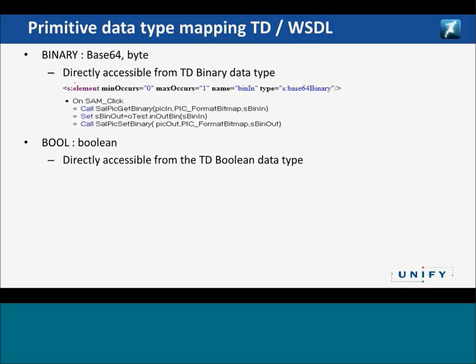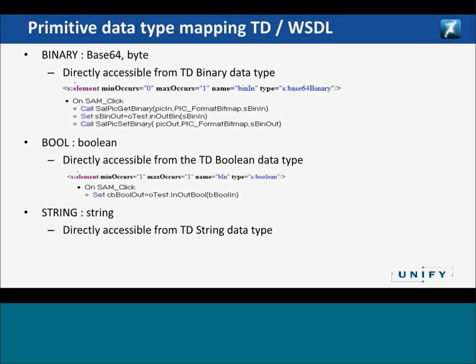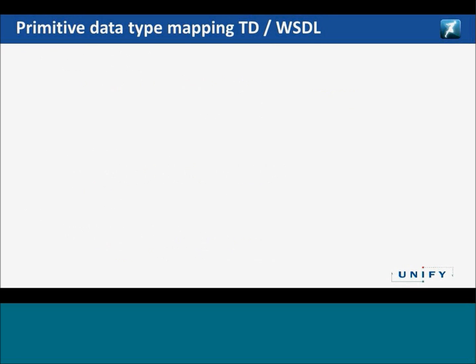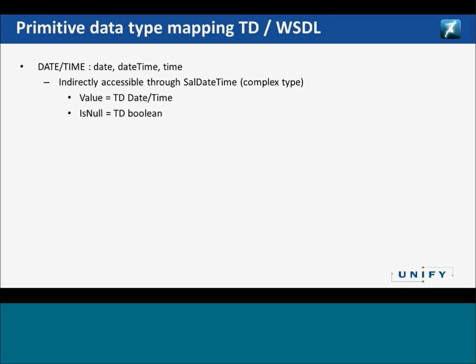or anything like that. The same is true for Boolean, directly accessible from the team developer Boolean data type. You just pass in and out Boolean values from a web service call. And the same is true for string as well. You just pass in and out strings. Those can be, of course, data fields with string data type or variables with string data type. A few more primitive data types.